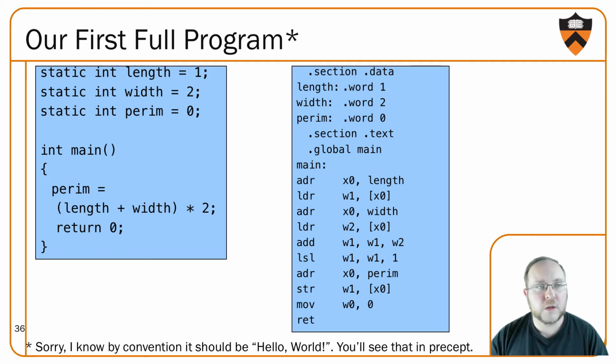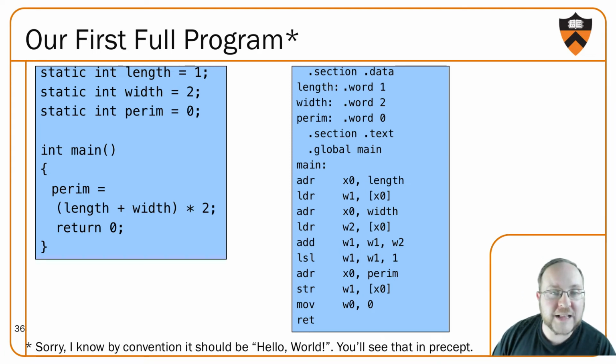We can mark or name a spot in memory with a label. So for example, the length colon is the location in memory where the program will store the length variable. And the .word directive tells the assembler to allocate 4 bytes of memory at the current location in memory and store the following value there. So that's the label and a .word at that label. This is how we allocate memory in the data or BSS sections.